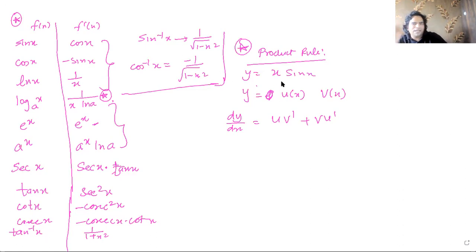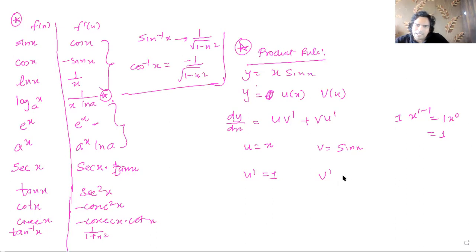So now, for example, x sine x, I can choose any one of them as u, the other one as v. So let's say I take u as x and v as sine x. So u dash will be the derivative of x, which will be 1, because if I have x to the power 1, I can write 1 times x to the power 1 minus 1, which is 1 times x to the power 0, which is nothing but 1.